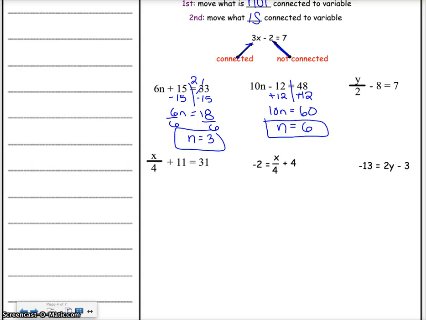Okay, next one, what's not sticking to my y, the 2 or the 8? The 8. So I need to move that negative, it's really a negative 8. What's the inverse of minusing 8? Adding 8. So I'm going to add 8 to both sides. And y over 2 equals 15. Now I got to move that 2. How am I going to do it? I'm going to multiply by 2 on both sides, cancels out that 2. Remember, our final goal is to get the variable by itself. Now y is alone, and y is 30.